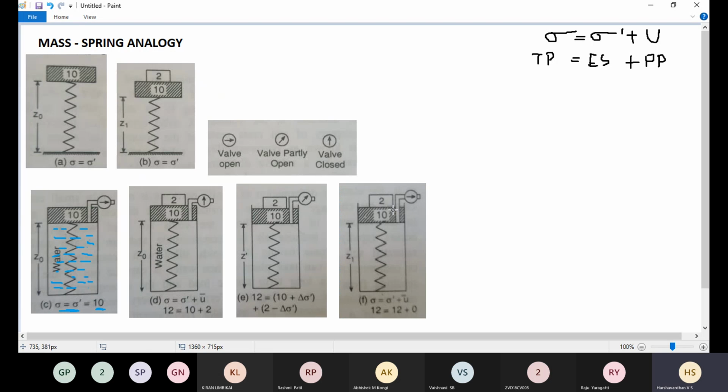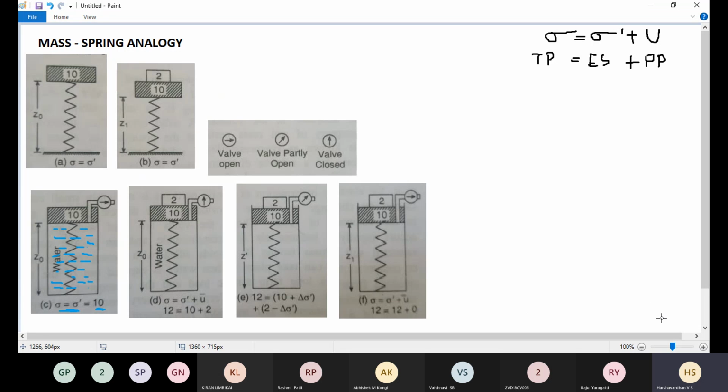Okay, when the valve is completely open, the water gradually flows out till all the stress that was carried by water is transferred to the spring. After all the stress carried by water is transferred to the spring, the system will reach equilibrium. Then all the 12 units is entirely borne by the spring.